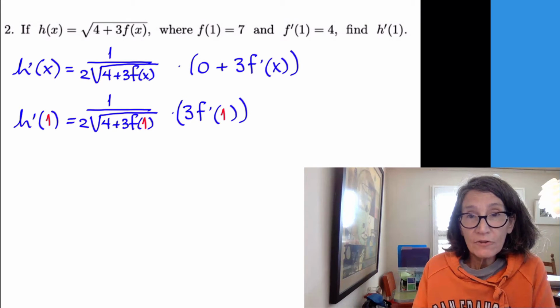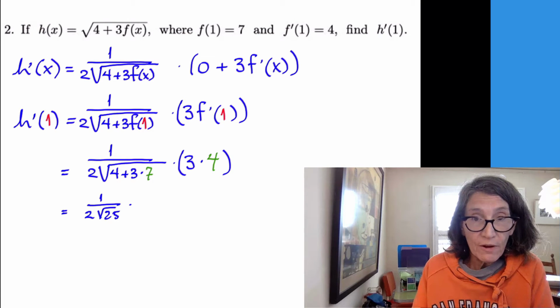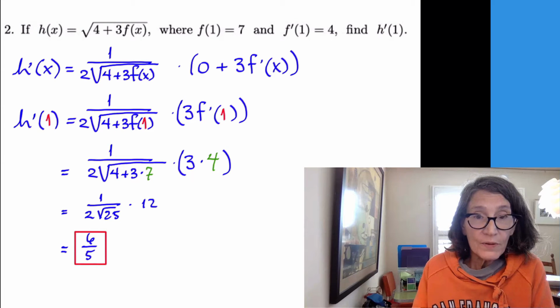And now we use the information that was given in the problem. So for f of 1, we're going to plug in 7. And then for f prime of 1, we can use 4. And so now when we simplify, we get 1 over 2 square root of 25 times 12, which is 6 over 5. All right, so that's using the chain rule and a few given values of some of the things that we needed to use to evaluate the derivative.